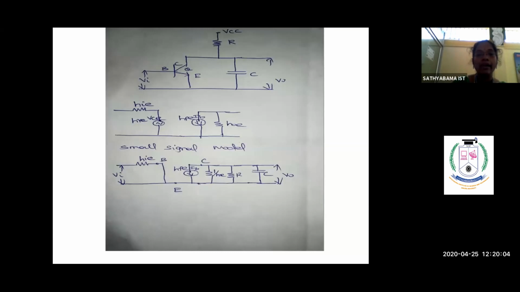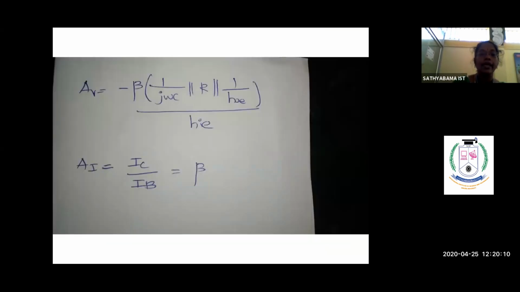Since we don't have any input side current limiting resistor or output side load current value, we directly write AI is equal to IC by IB. It is equal to beta. Hope you know the derivation.